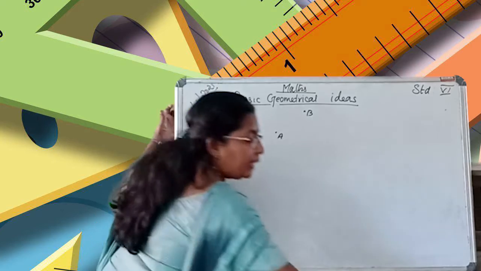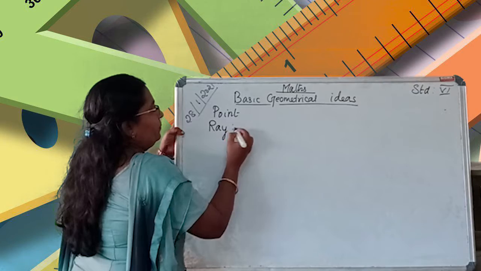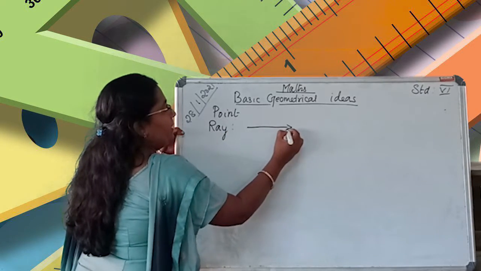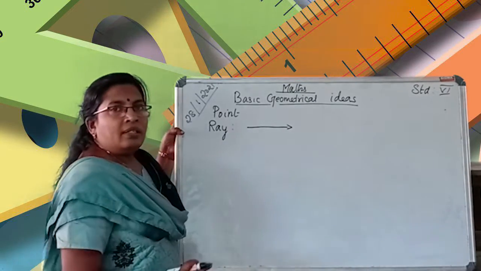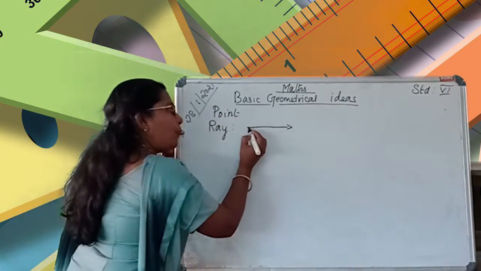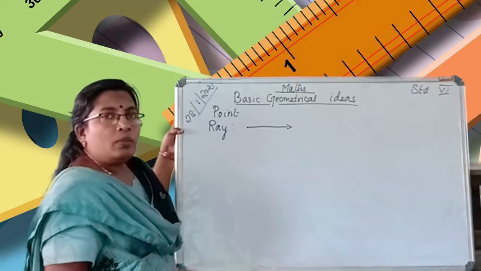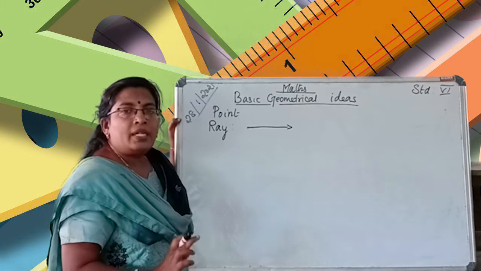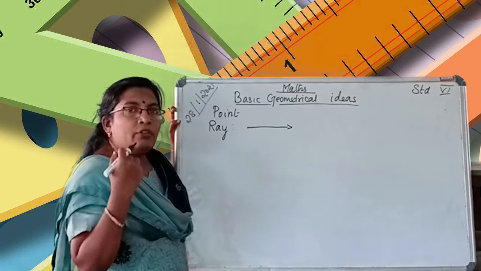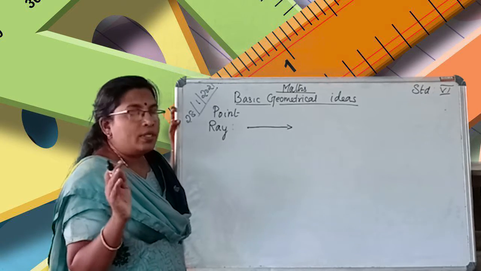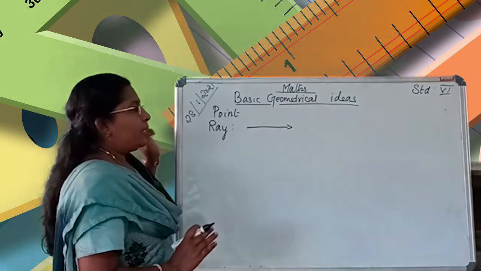Next is ray. See here, this is a ray, arrow mark. It has one starting point and no end point. Yes, a ray has one starting point and no end point. It goes on infinitely. So we can't measure its length.